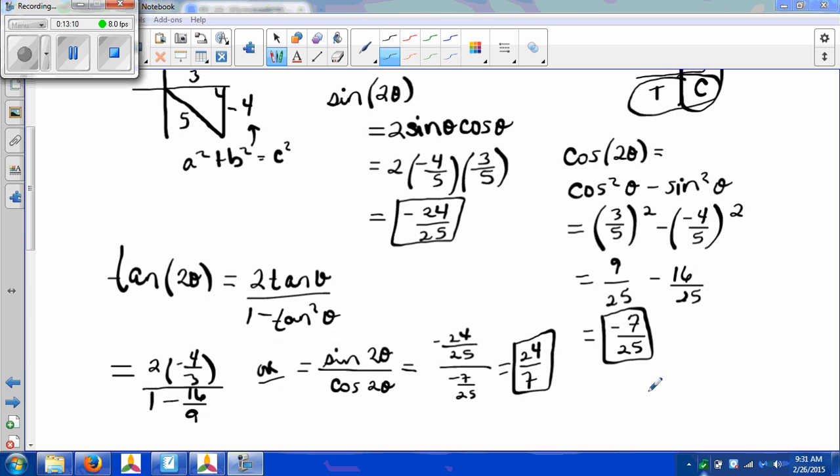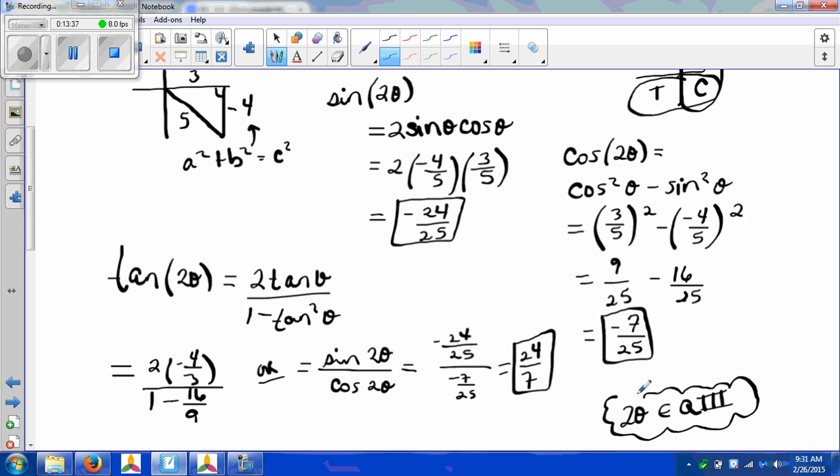Now notice, the sine of 2 theta is negative, the cosine of 2 theta is negative, and the tangent of 2 theta is positive, which must mean that 2 theta is in quadrant 3. Not that you had to know this, not that you had to answer this, but I just want to point out that it does not end up in the same quadrant as theta.